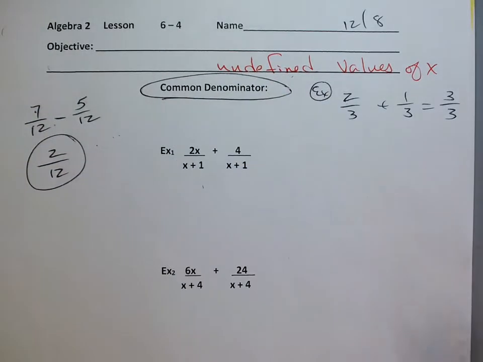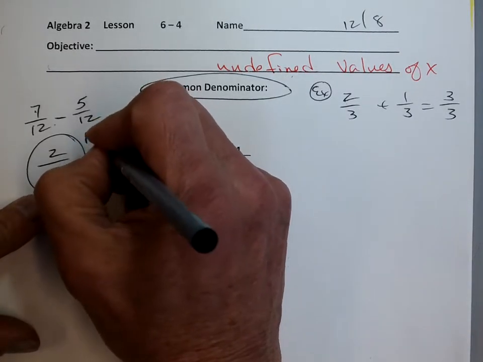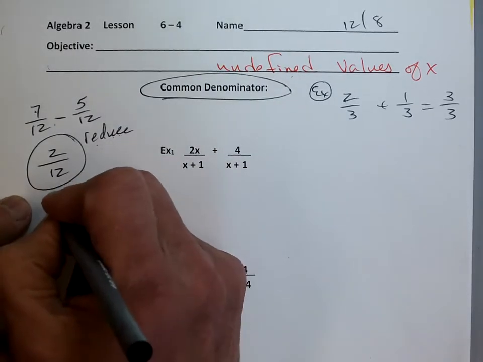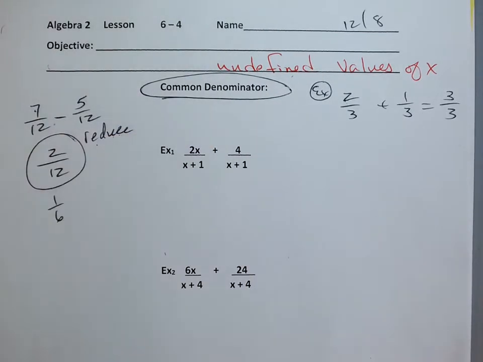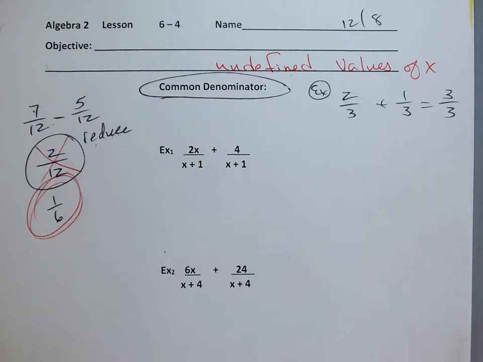So what you know is you can reduce after you add or subtract, and we're going to look at those as well. If you reduce, you get an answer of 1/6, a better answer because it's reduced, right? So let's take a look. Today's easy. Tomorrow's going to be more difficult because tomorrow we're going to need a common denominator. But today, let's take a look at these two.